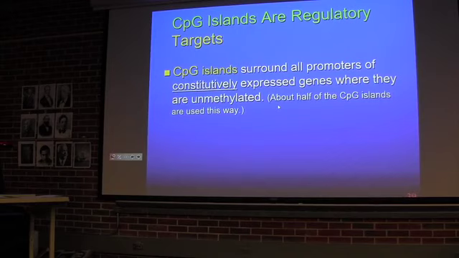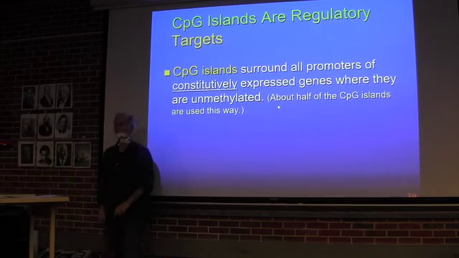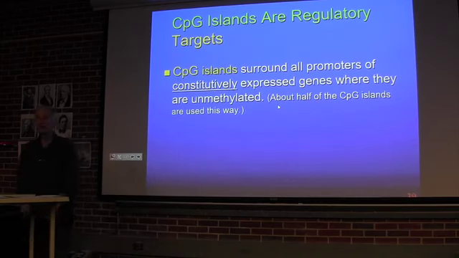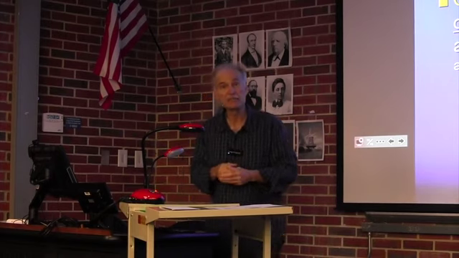CpG islands surround all promoters of constitutively expressed genes, where they are unmethylated. See, this is the non-intuitive part. This is exactly what should be methylated, right? CpG. You see CpG islands all around promoters, but you don't see them methylated. They are deliberately protected from methylation. That's their control function. When you stop protecting them, they become methylated and they are silenced.